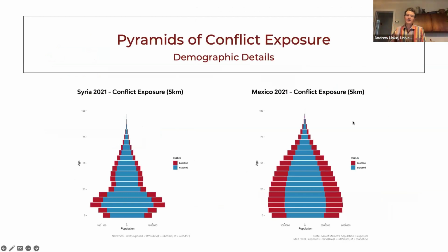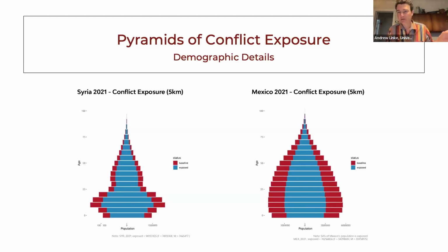Okay, so in this case, we're adding some additional information, or we're combining information in a way that I think is also helpful to understand conflict exposure. So we still have on the left and the right-hand side of the pyramid the male and the female population. But in this case, we're putting the baseline population and the exposed population together in one pyramid to try to visualize the scope of exposure, or I'm sorry, the scale, right? How extreme the exposure can be in some cases.